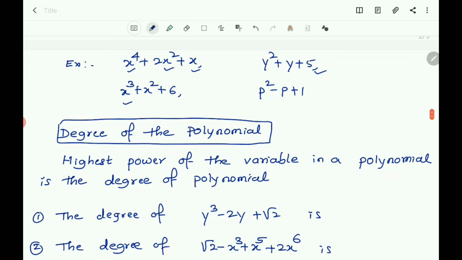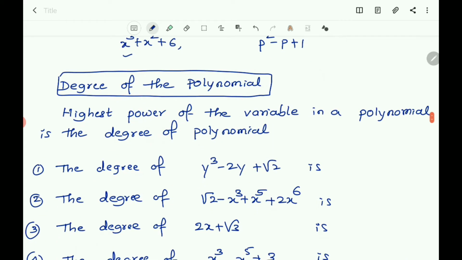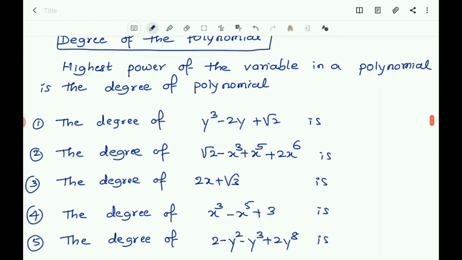Next, about the degree of the polynomial. So what is the degree of the polynomial? The highest power of the variable in a polynomial is the degree of the polynomial. See the polynomial y³ - 2y + √2. Here the variable is y and its highest power is 3. Therefore, the degree of y³ - 2y + √2 is 3.